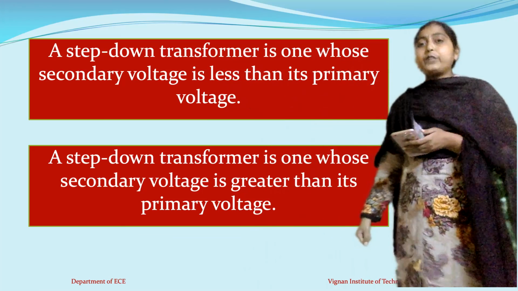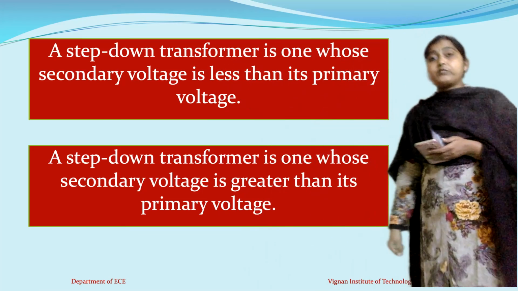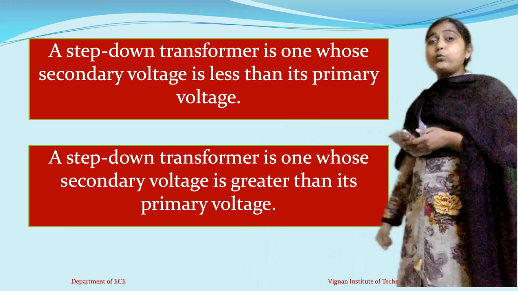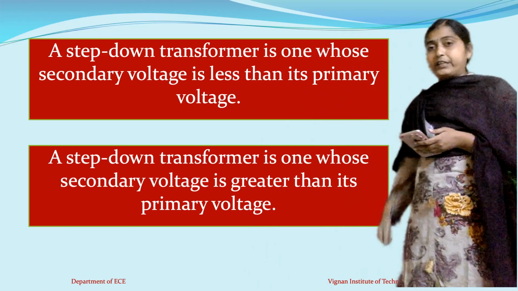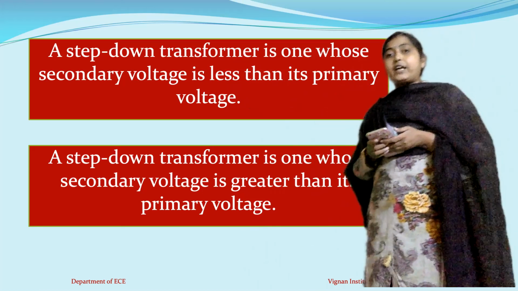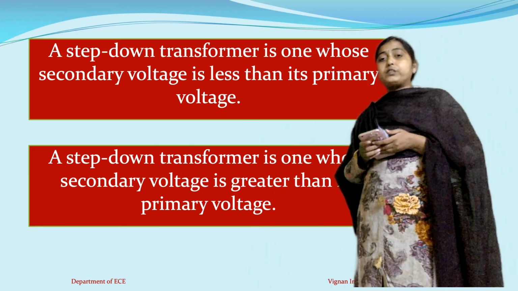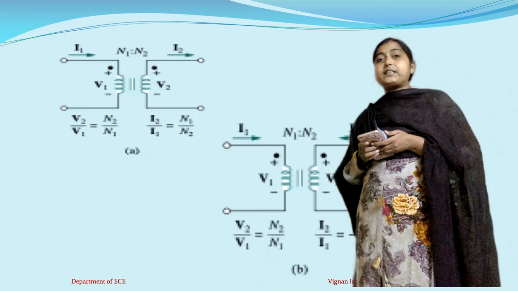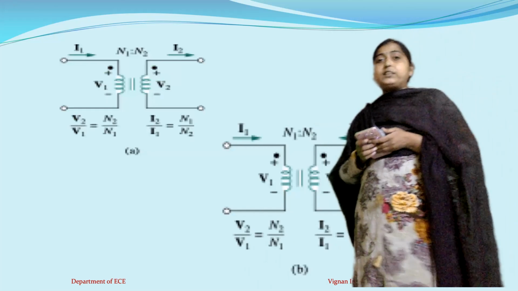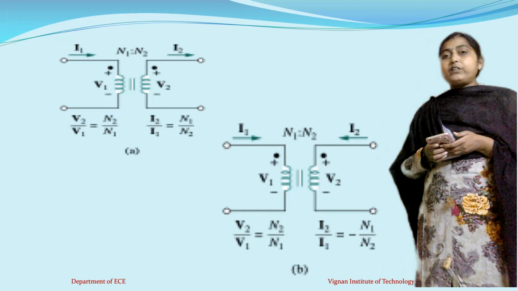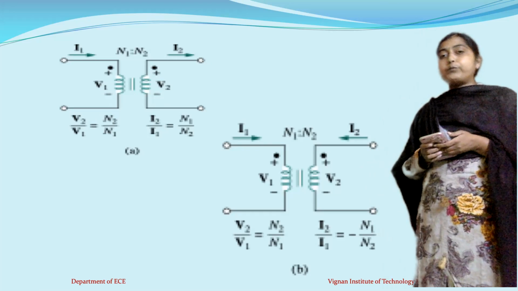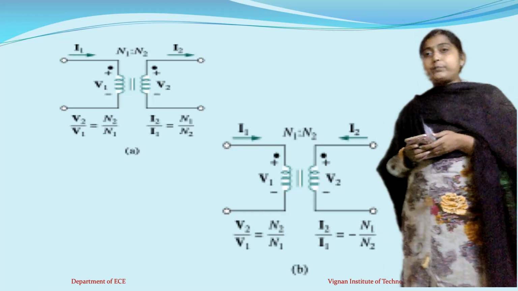Now what is a step-up transformer? A step-up transformer is one whose secondary voltage is greater than the primary voltage. So these are the two types of transformers which we have to understand while analyzing transformers. These are the different conditions of the transformer. In the next class we will discuss how to solve problems based on step-up and step-down transformers.